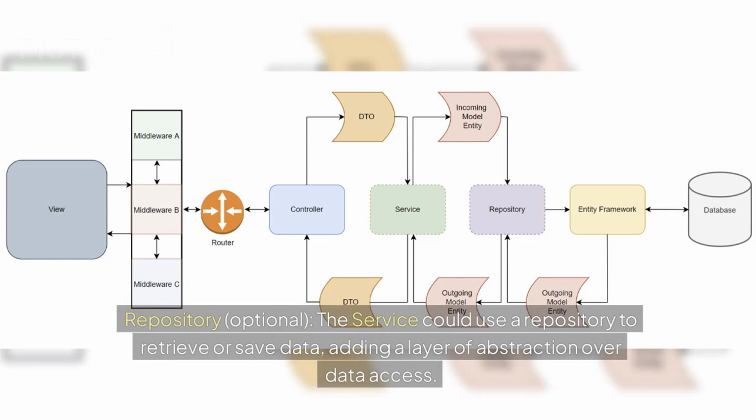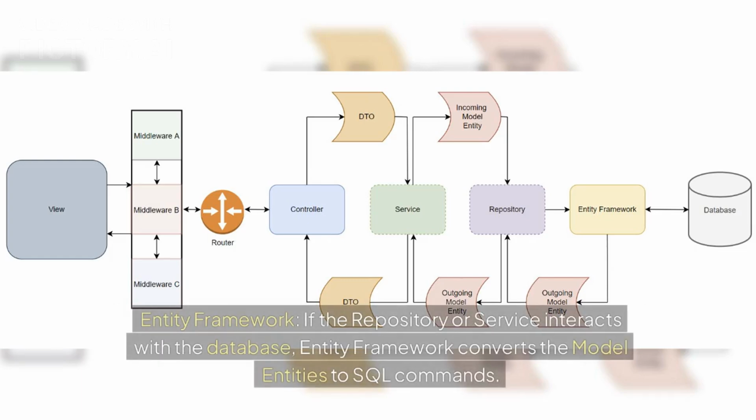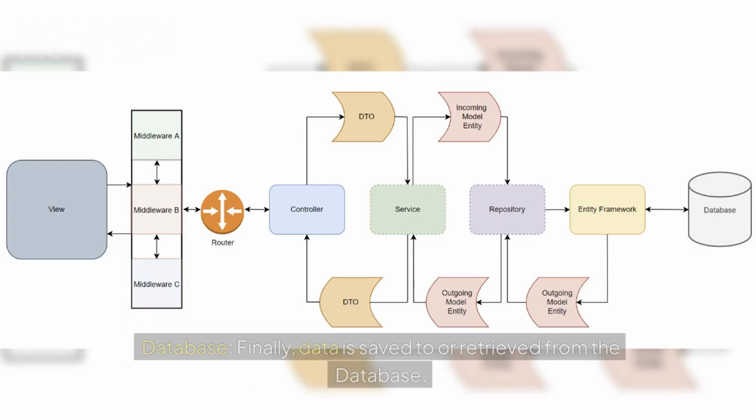Repository, optional, the service could use a repository to retrieve or save data, adding a layer of abstraction over data access. Entity Framework, if the repository or service interacts with the database, Entity Framework converts the model entities to SQL commands. Database, finally, data is saved to or retrieved from the database.